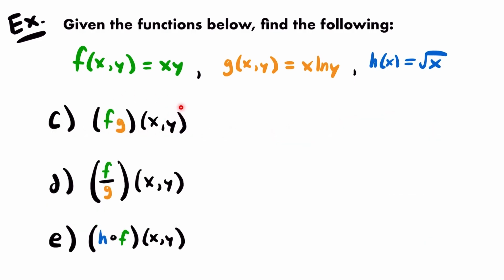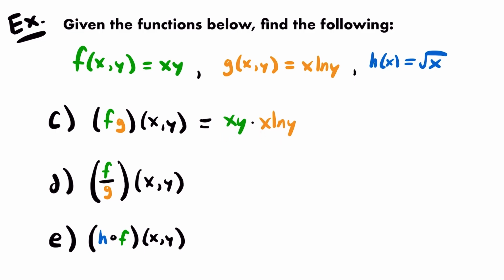Next up, we want to find the combination of these two functions where we're using multiplication. We want to find the function f times g of x y. So in this case, we're going to be multiplying f by g. So this will be equal to x y multiplied by x times the natural log of y. And we can simplify this.